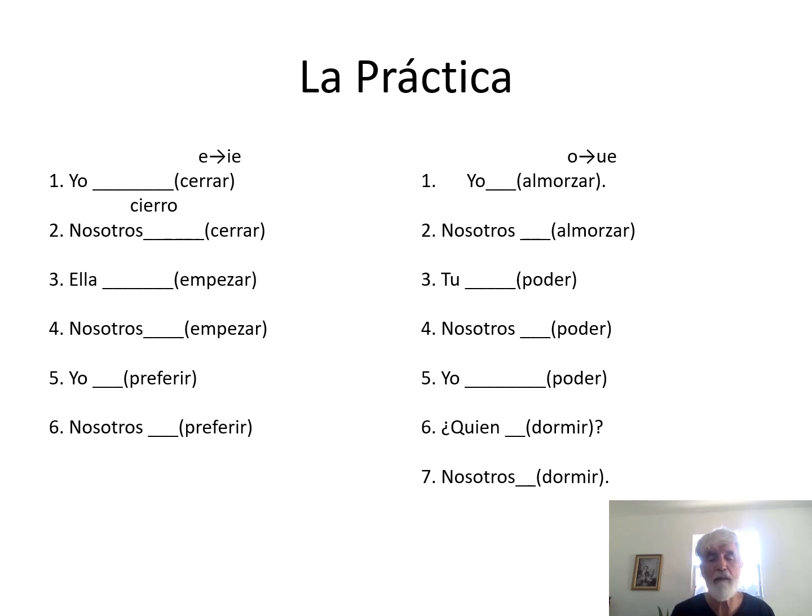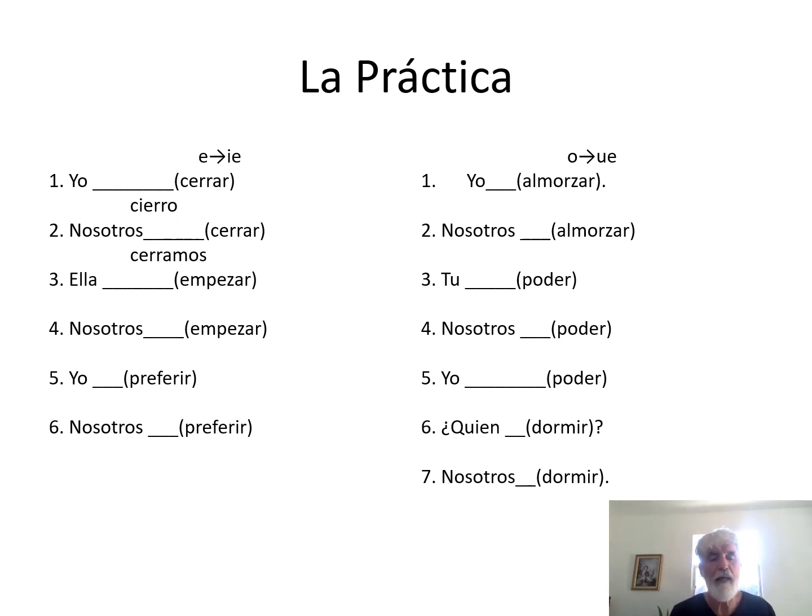What about nosotros? We have cerrar again. We want to say we close. Will there be a stem change? No, there's never a stem change with nosotros nor vosotros. So we'll use the original stem. Nosotros cerramos.